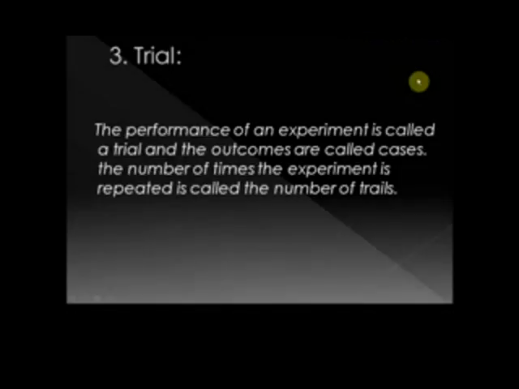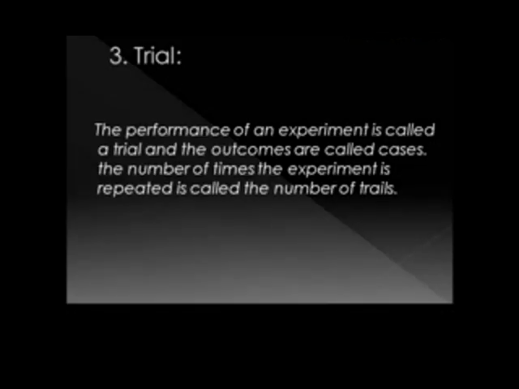The third is trial. The performance of an experiment is called a trial and the outcomes are called the cases. The number of times the experiment is repeated is called the number of trials. So if I toss a coin, this is the performance of an experiment, that is tossing of a coin, and so it is called a trial. And if it is a head or it is a tail, this is called the case.